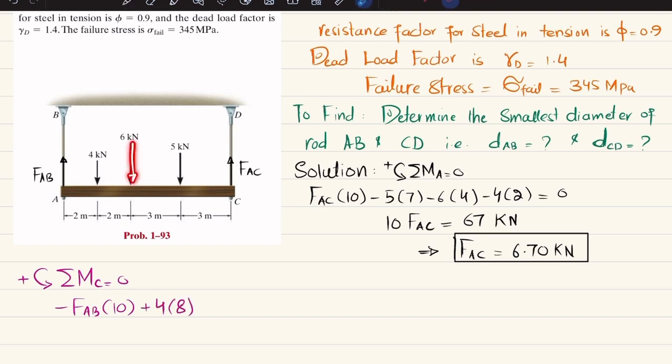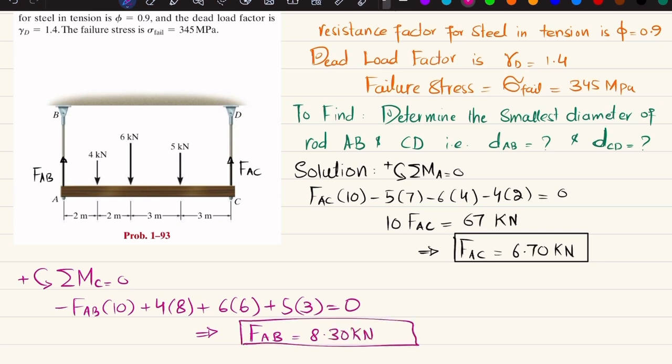This force is producing 6 multiplied by 6, and that is counterclockwise, so it will be positive. So I will write plus 6 multiplied by 6, and the last force is 5 into perpendicular distance 3, and this is also counterclockwise. And the sum of all moments about point C is equal to 0. Okay, so from here, when you calculate it, you will get FAB is equal to 8.30 kilonewton.